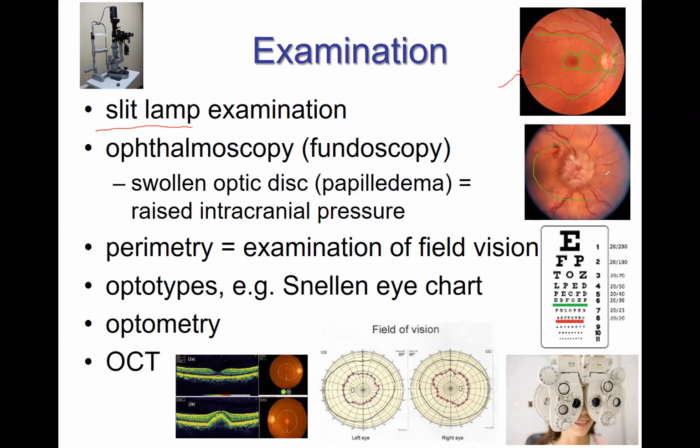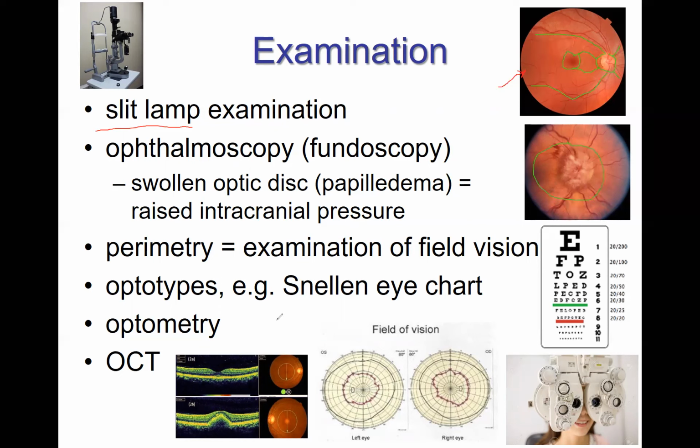Here you can see an enlarged papilla, a swollen optic disc, or it's called papilledema. And it's a symptom of raised intracranial pressure. Raised intracranial pressure due to injury and bleeding, tumor, blockage of drainage of cerebrospinal fluid, for example. So very important.